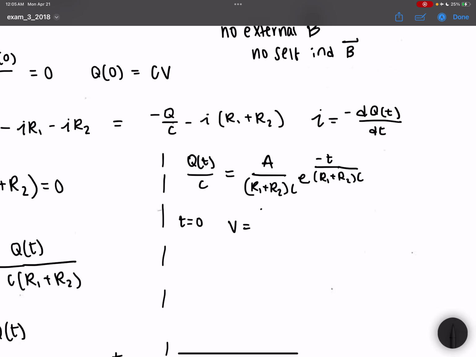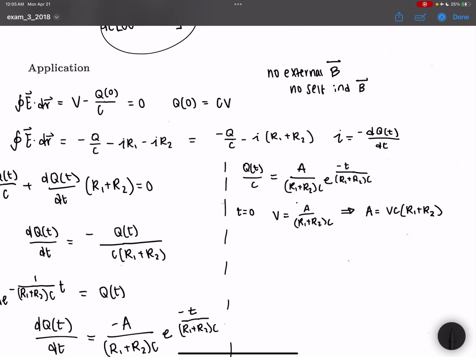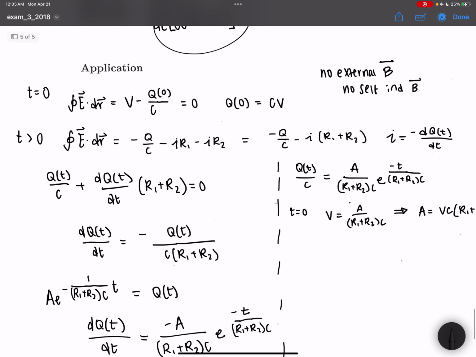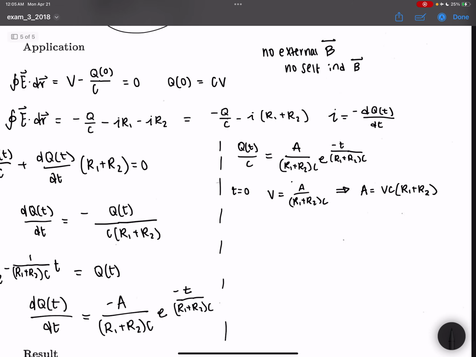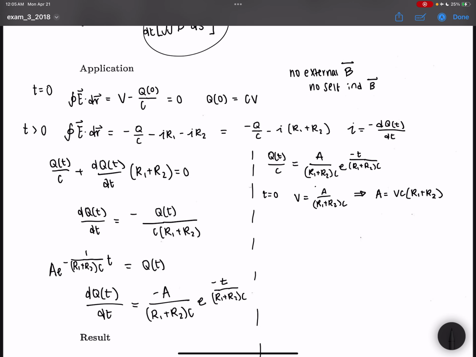So V equals A over R1 plus R2, and then C, because this will go to 0. What am I solving for? Oh, I'm solving for A. This isn't too bad. A equals VC times R1 plus R2. Is that what you got? Mm-hmm. Oh, that's awesome. Oh, and then you plug it back into the original equation. Yeah. Beautiful.